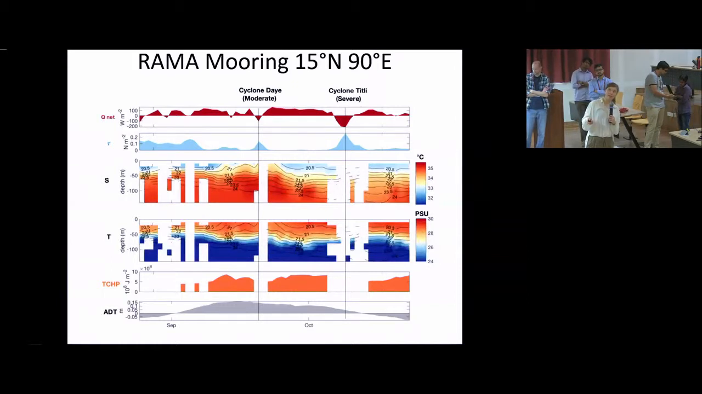So the two cyclones that happened were a moderate one, Daye, and then a severe one, Titli. And you can see that there's quite a very apparent mixing and sort of lifting that's happening of the isotherm around Daye. We lost a bunch of the data around here, but possibly this lifting of the isotherm could be explained by the sea surface height.